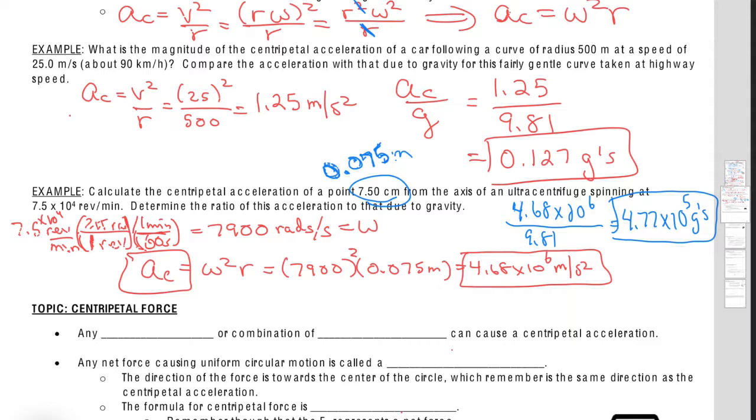All right, so in the next one we're going to dive into, if we have an acceleration, we have an associated force, and that force is called centripetal force. And then we'll do Newton's law of universal gravitation.